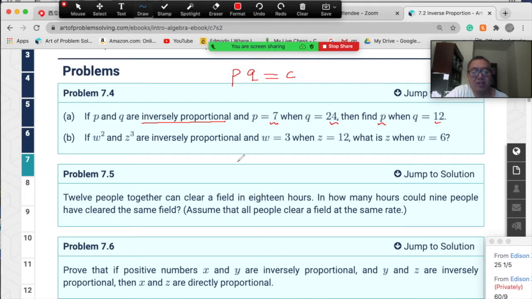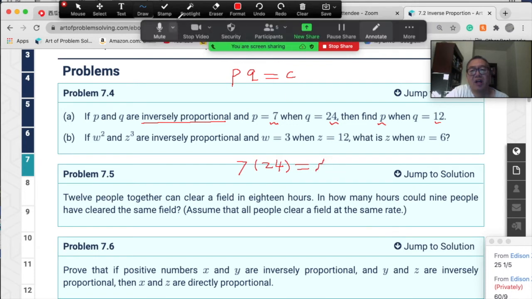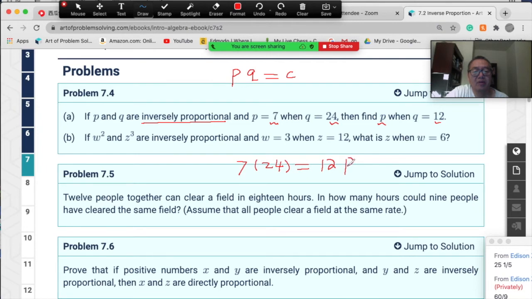So then you can get the equation, that's 7 times 24. This product should stay the same when Q equals 12. So 12 times P. Then you solve this equation, you get P equals 7 times 24, then divided by 12. So you cancel out 2. 7 times 2, you get P equals 14. So we found P equals 14.